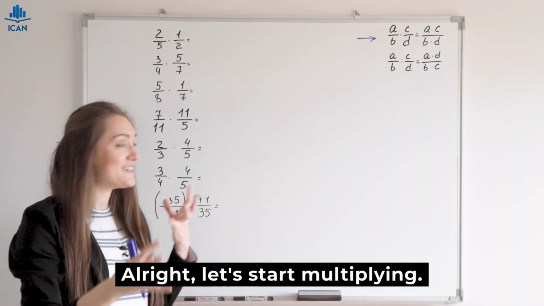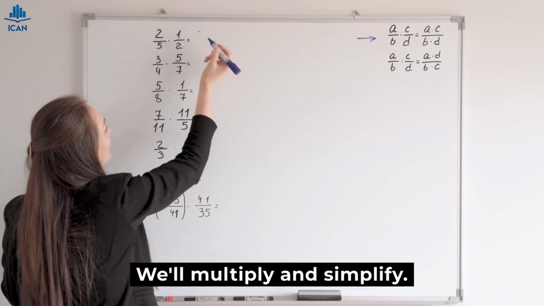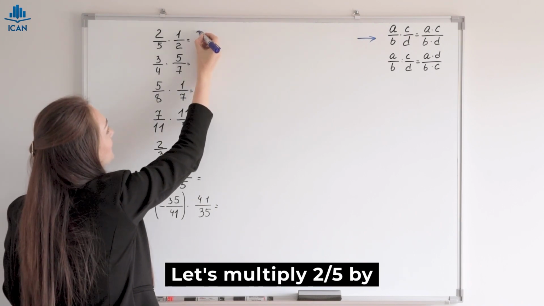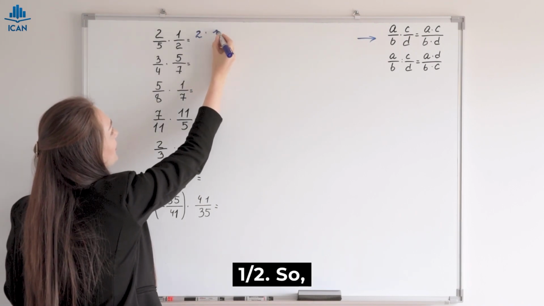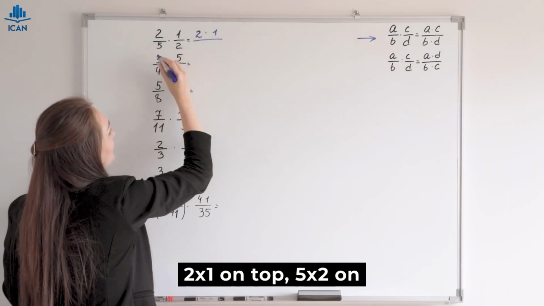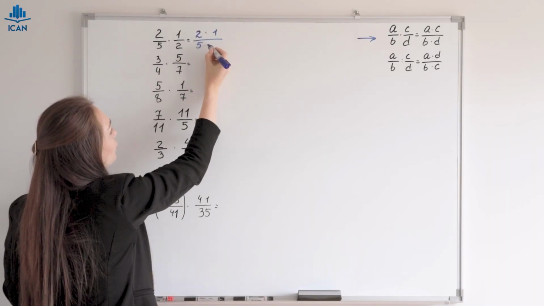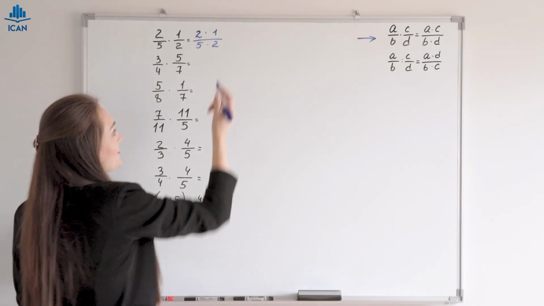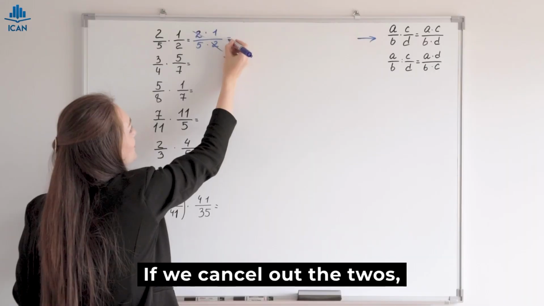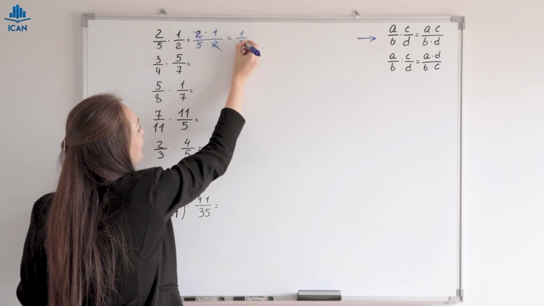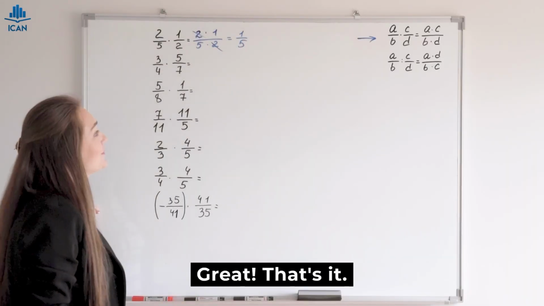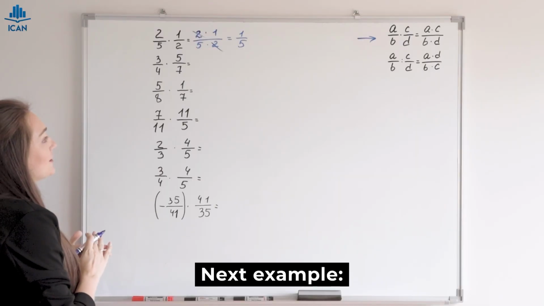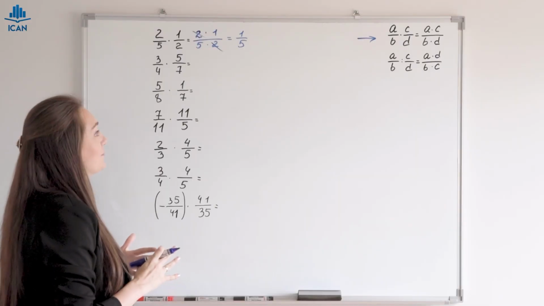All right, let's start multiplying. We'll multiply and simplify. Let's multiply 2/5 by 1/2. So 2x1 on top, 5x2 on bottom. Now we can simplify. If we cancel out the 2's, what's left? 1/5. Great, that's it. Next example, 3/4 times 5/7.